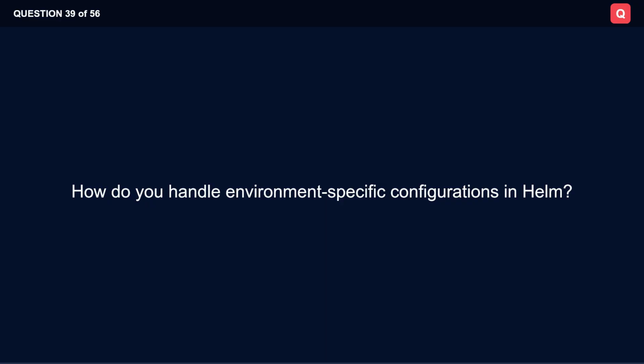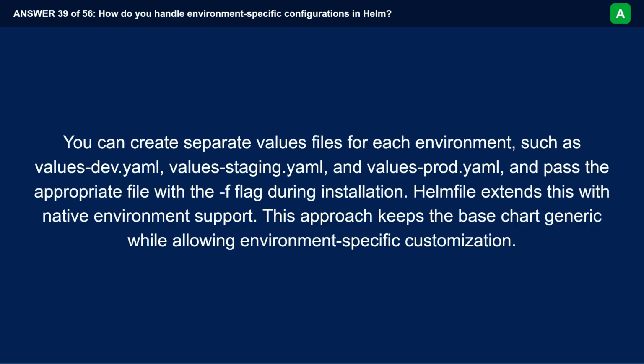How do you handle environment-specific configurations in Helm? You can create separate values files for each environment, such as values-dev.yaml, values-staging.yaml, and values-prod.yaml, and pass the appropriate file with the F flag during installation. Helmfile extends this with native environment support. This approach keeps the base chart generic while allowing environment-specific customization.